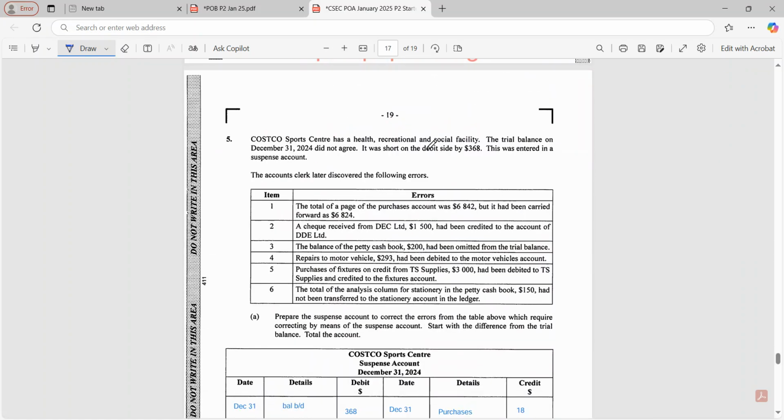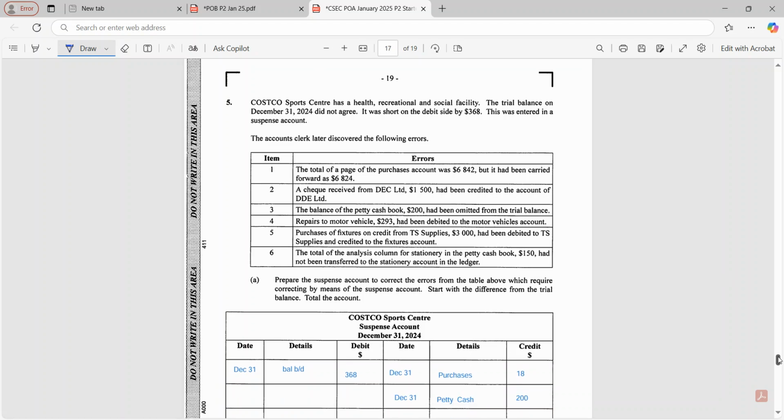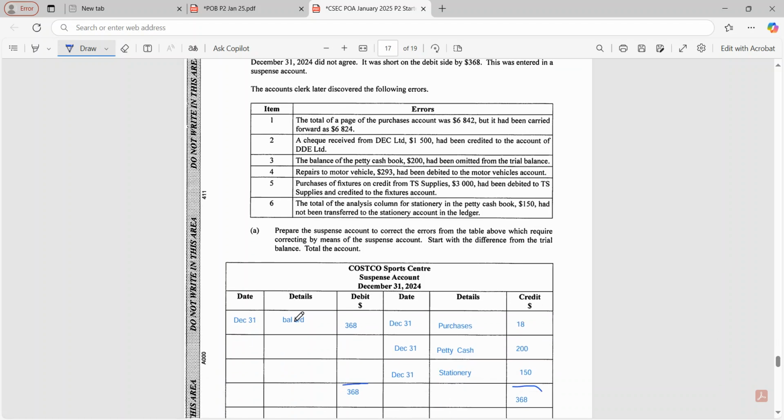Let's start with the balance. So it says the debit side was short 368, so we're going to put that on the debit side of our suspense account. So we put balance b/d at December 31, 368. Let's start with items. So item one. I'm going to stick the ones that will go in our suspense account blue, and the ones that we put in our general journal red. So let's start with one. The total of a page. Let me remove this first.